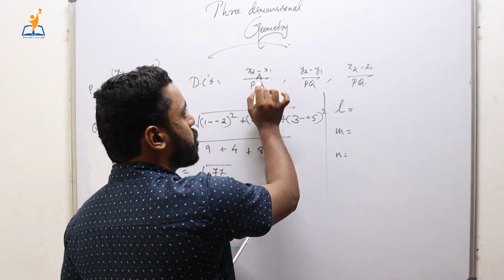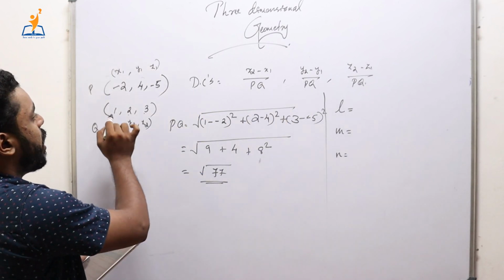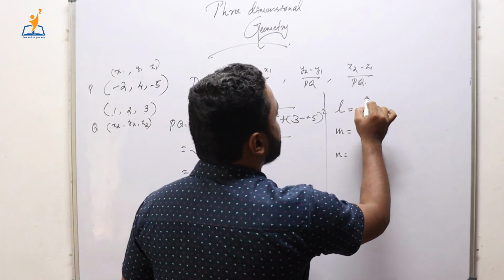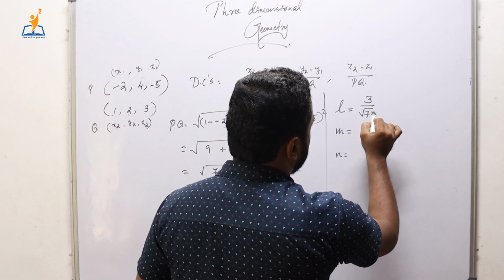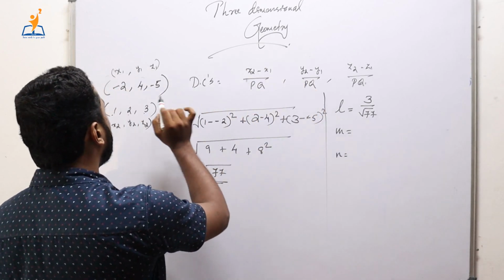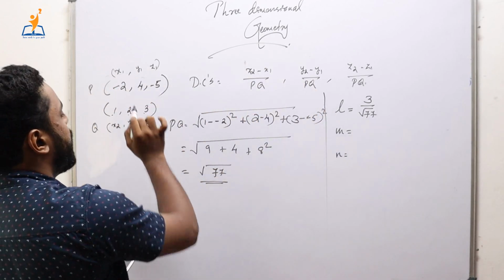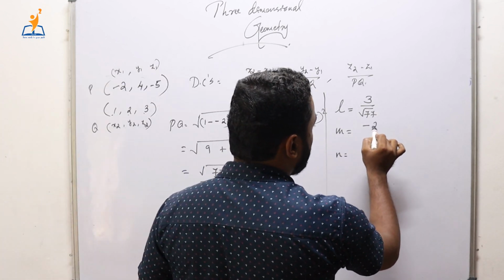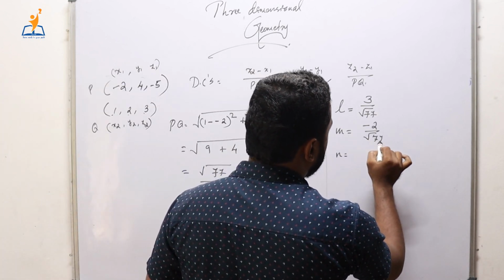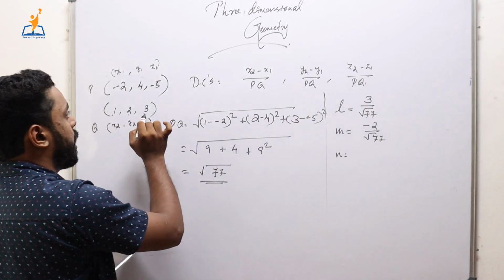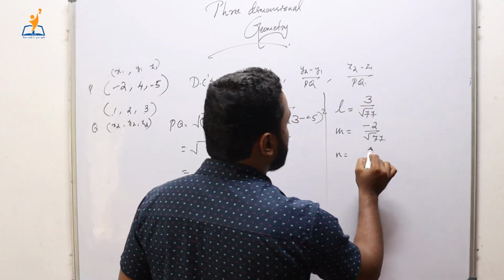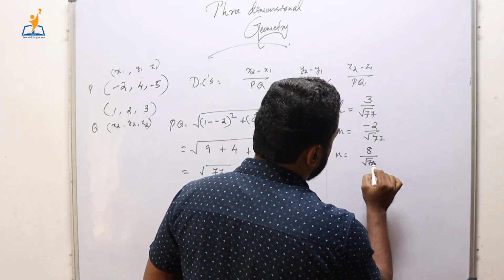So it is nothing but x2 minus x1. That is 1 minus -2, so 3 by root 77. And the next one is y2 minus y1. That is 2 minus 4, minus 2 by root 77. And the last one is z2 minus z1. 3 minus -5, it is 8 by root 77.